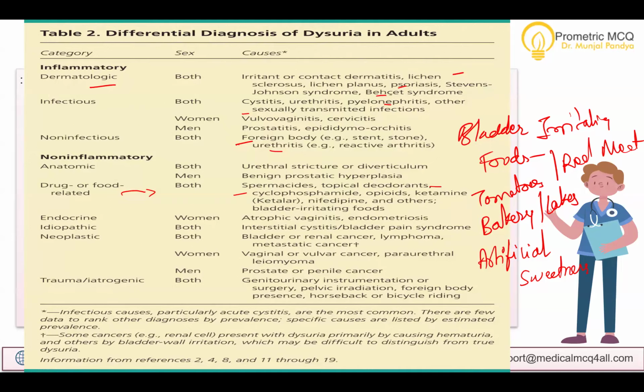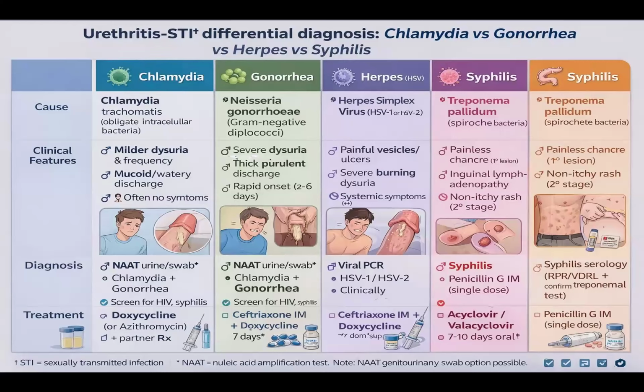Now coming to the differential diagnosis of various types of urethritis that we come across, let us see what it is. So, urethritis with STI, that is with sexually transmitted diseases, there are four things that we have to keep in mind, especially five, but majorly four. That is your chlamydia, your gonorrhea, your herpes simplex, syphilis. Okay, so syphilis either in the first stage or second stage.